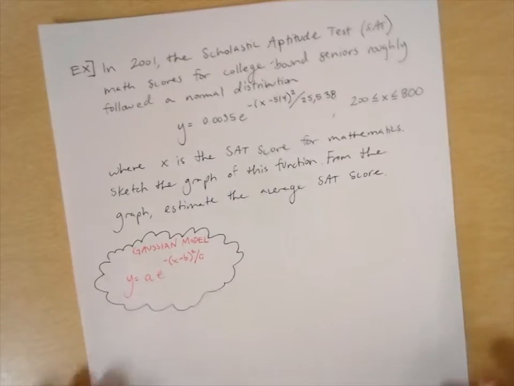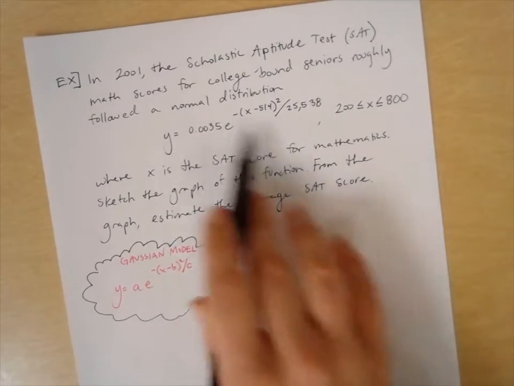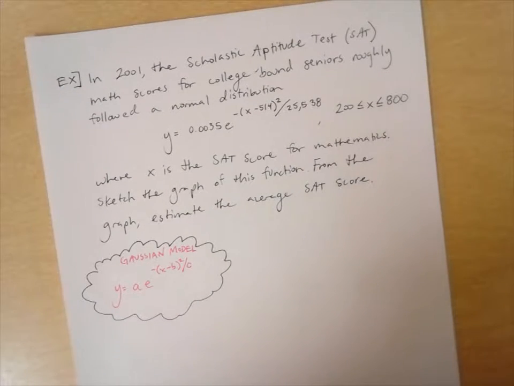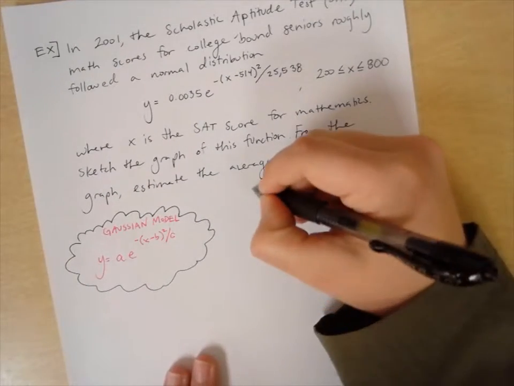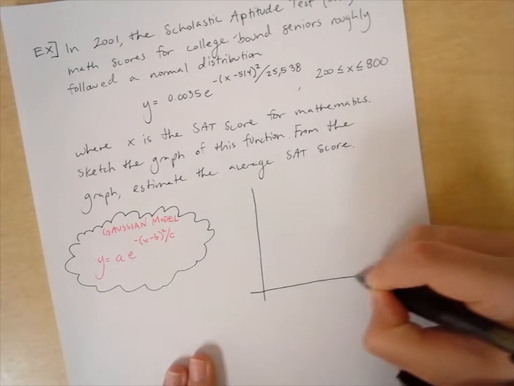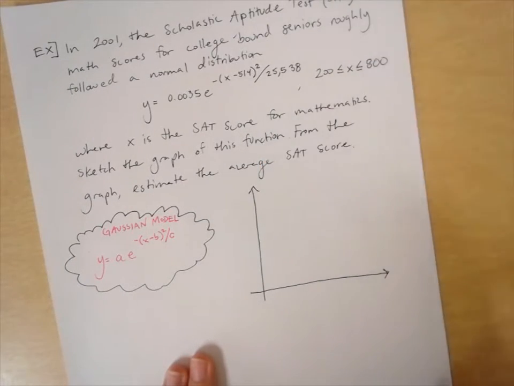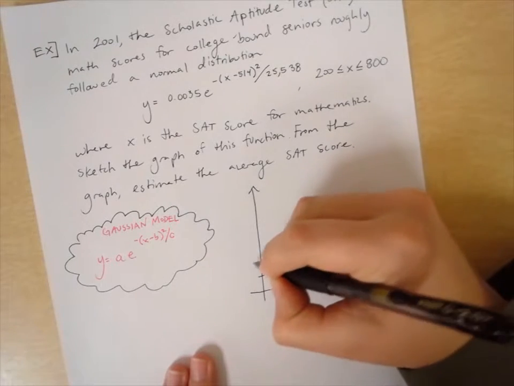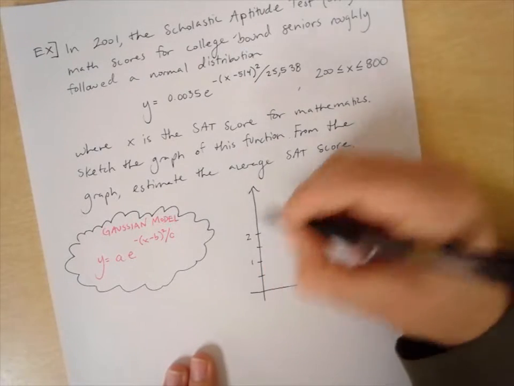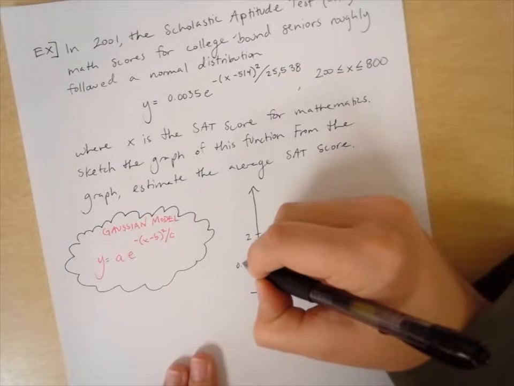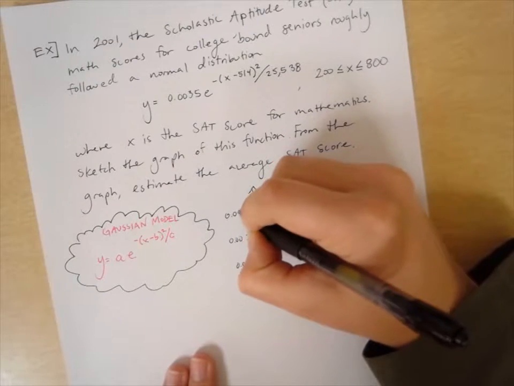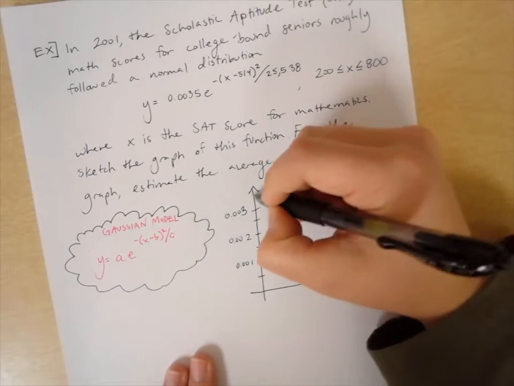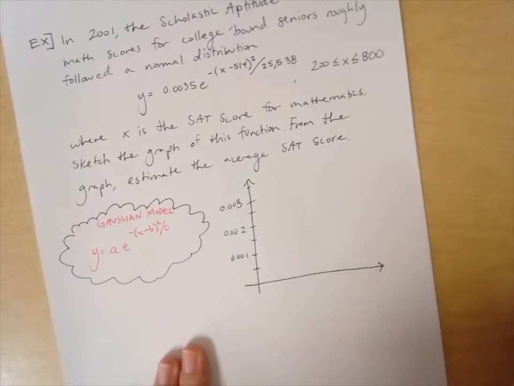So here's what we'll do. If you throw this into your grapher, you will be able to see that normal distribution curve. I'm just going to do a quick sketch by hand. Alrighty, so call this 0.001, 0.002, and 0.003. And up here we'd have half of that.